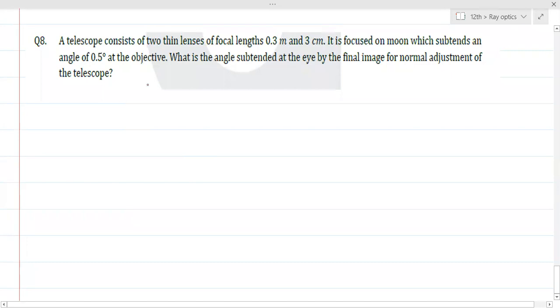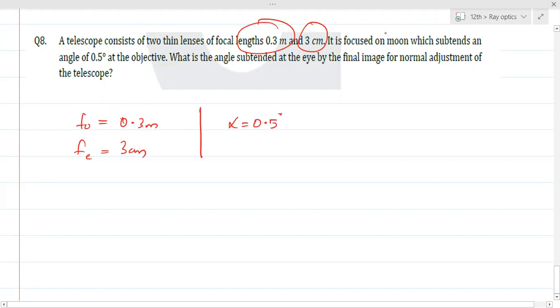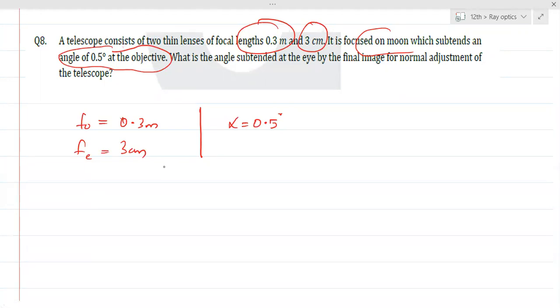Here we have two focal lengths, 0.3 meter and 3 centimeter. Obviously the focal length of the objective will be greater, 0.3 meter, and the focal length of the eyepiece will be less, 3 centimeter. Then it subtends an angle of 0.5 degrees at the objective. So here alpha is given as 0.5 degrees. It is focused on the moon, which subtends an angle of 0.5 degrees at the objective. So if it is at the objective, it is alpha from the ray diagram, right? What is the angle subtended at the eye by the final image?